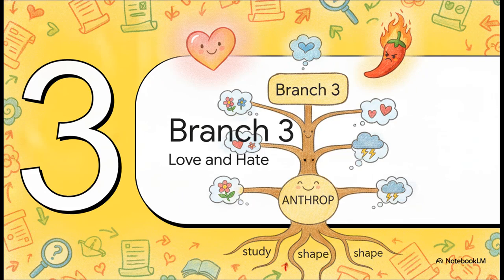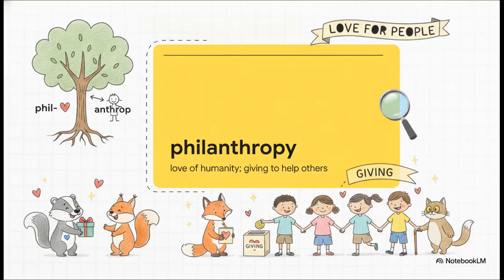Branch 3. Love and hate. All right, first up on our emotional branch is philanthropy. Let's break it apart. We've got phil plus anthrop plus y. The prefix phil is a Greek root that actually means love. So add that to our root for human, and the whole word literally means love of humans or love of humanity. In real life, philanthropy means kindness, giving, and helping people. So your memory line here is absolutely golden.